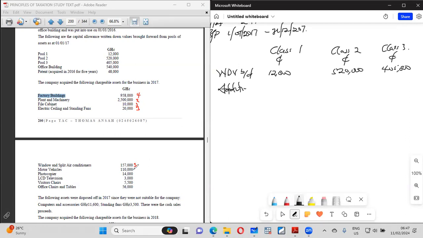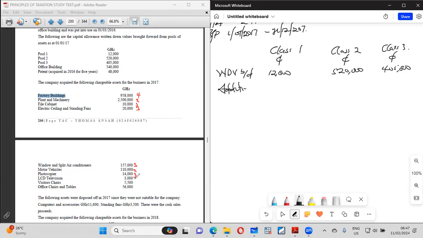Motor vehicles. We know motor vehicles are in 2. Then photocopier. What is a photocopier? Photocopier machine, where will you place it? Of course, photocopy machine is part of your equipment. 3.